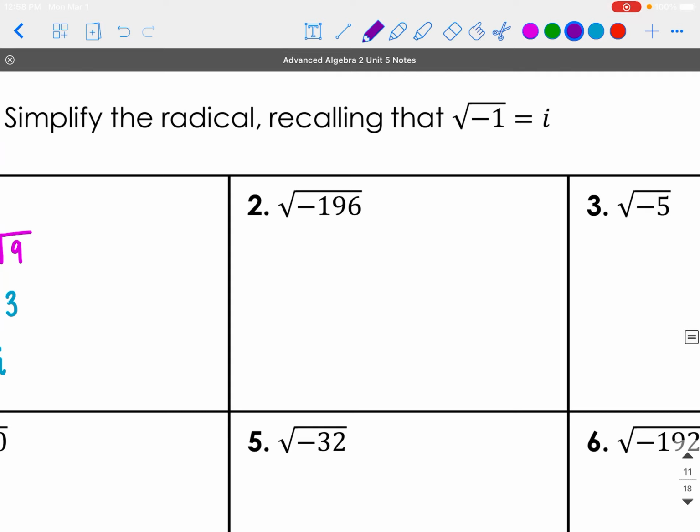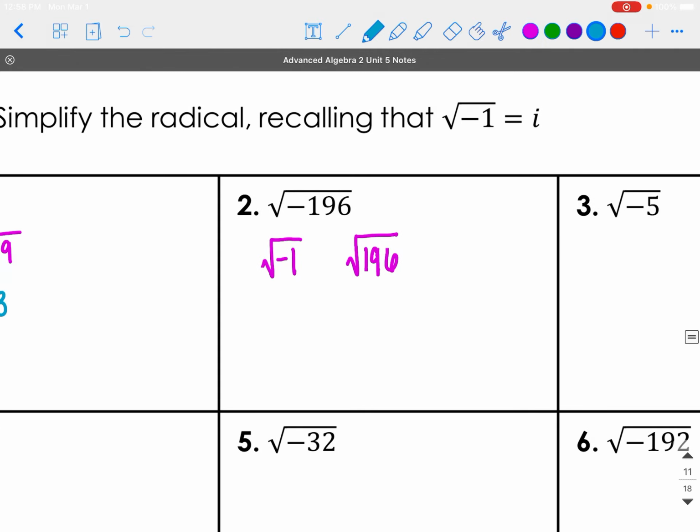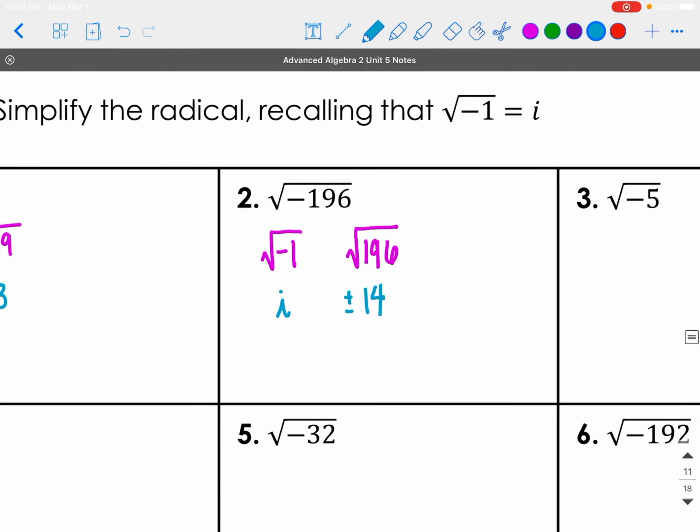Okay. The next one is the square root of -196. So I'm going to take out the -1, and then I'm left with positive 196. We know that the square root of -1 is i. And the square root of 196 is 14, plus or minus 14, really. So my answer is plus or minus 14i.